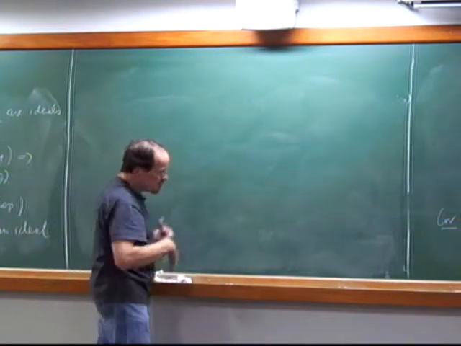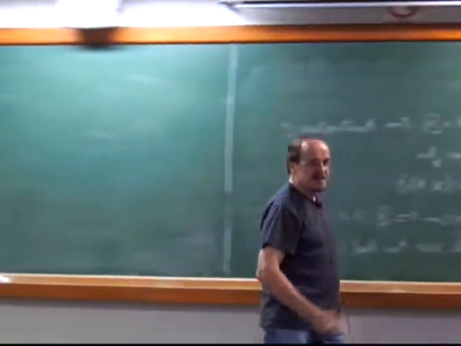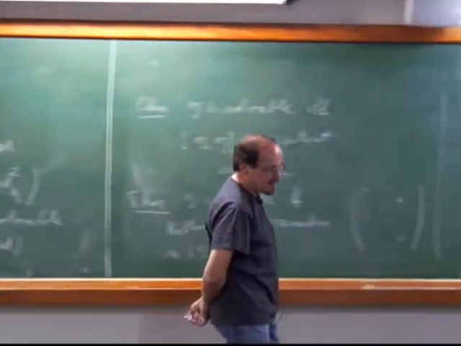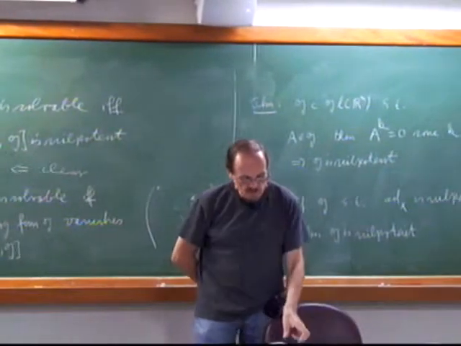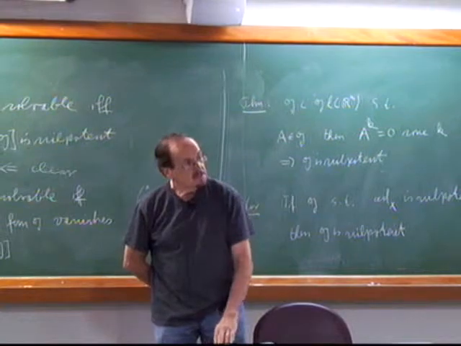Since the Killing form is such a basic invariant of a Lie algebra, it's kind of an interesting question. When does it vanish? Okay.